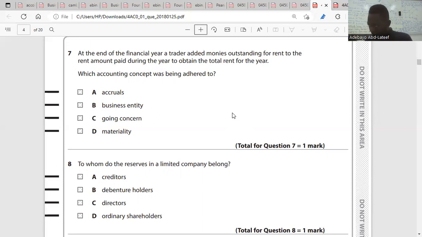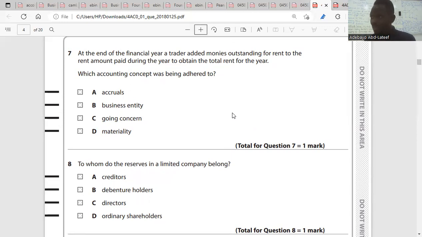Let me explain each one at a time. When we talk about accrual, it means your expenses for this year, you match with your income for this year. So what comes into your account this year, you match with what you are spending this year. That is the accrual matching concept. Business entity means you separate the business from the owner of the business. When the owner takes money from the business, you record it as drawings. When the owner puts money into the business, you record it as capital. That means the owner of the business is different from the business.